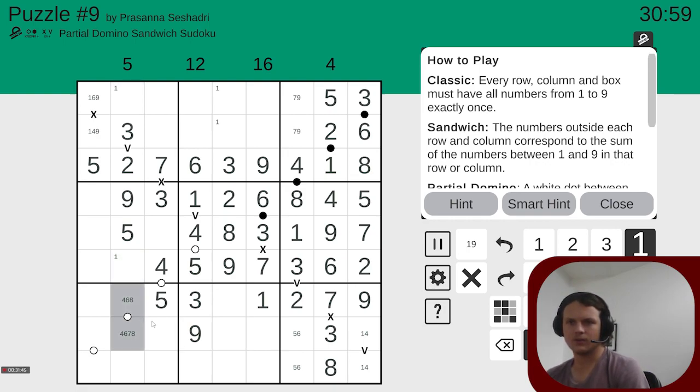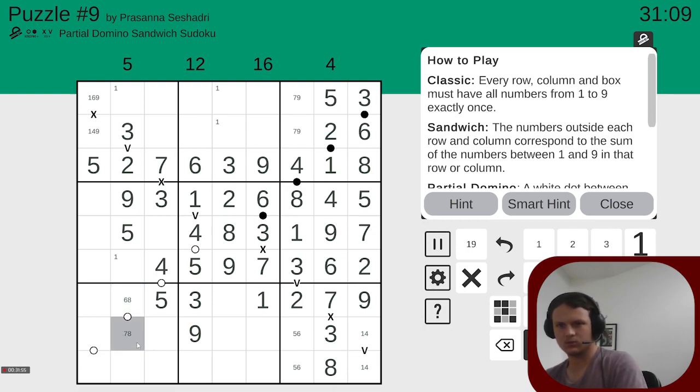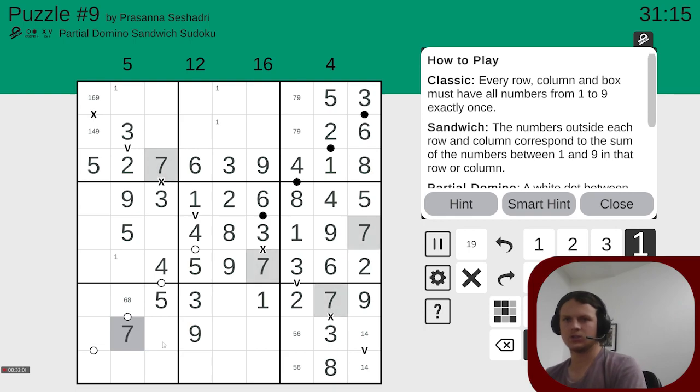Okay, now there's no 5. A 4 can't go in there. And that 6 is not consecutive to anything in the top box. Neither is that 8. So we know that's a 7 down there, with that being a 6 or an 8.